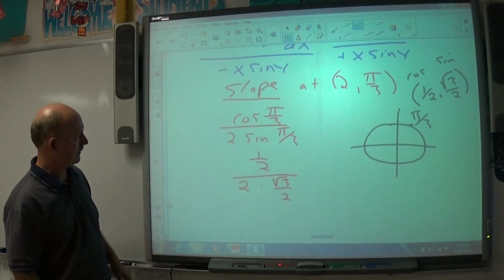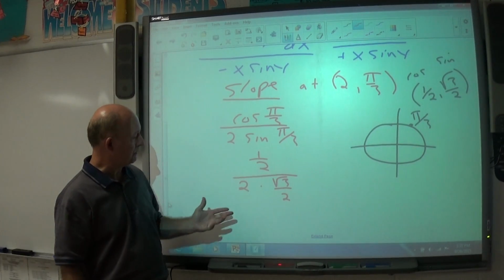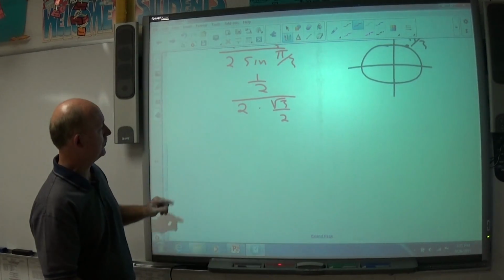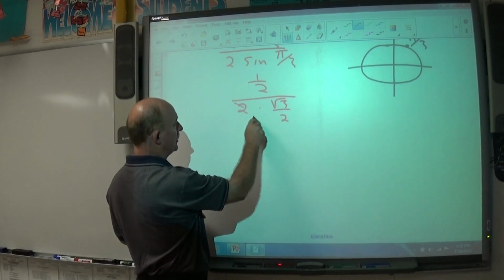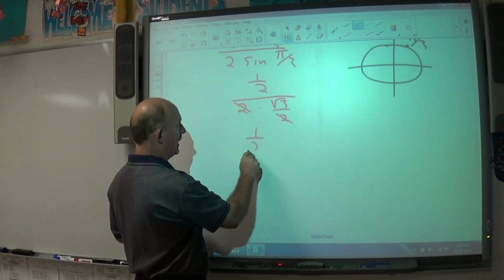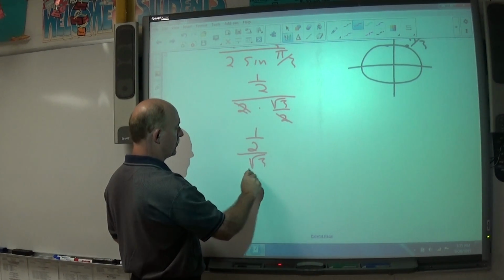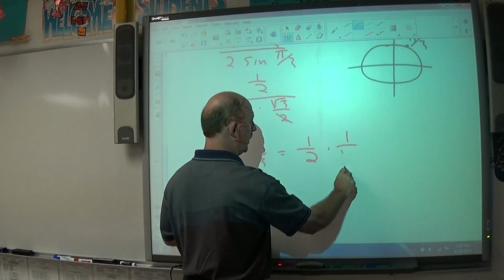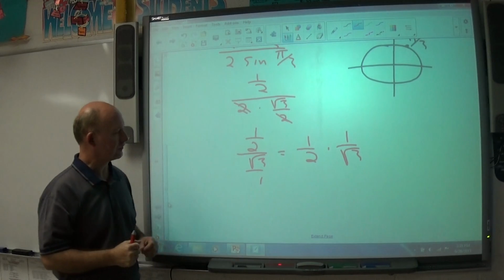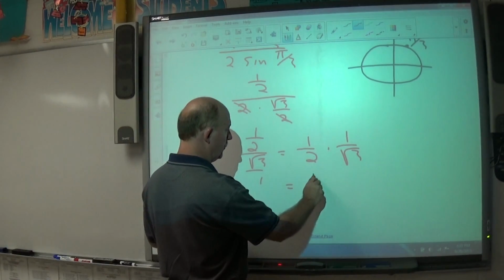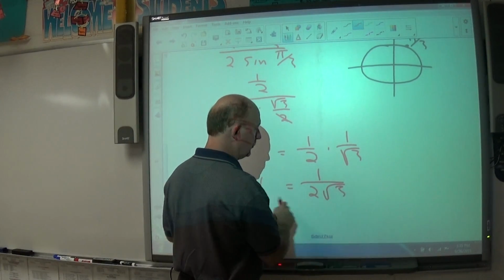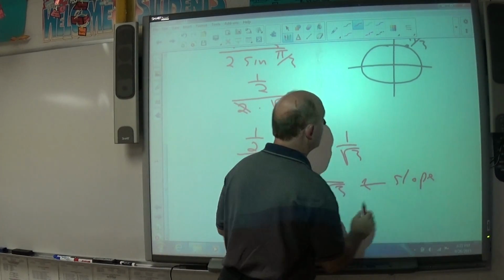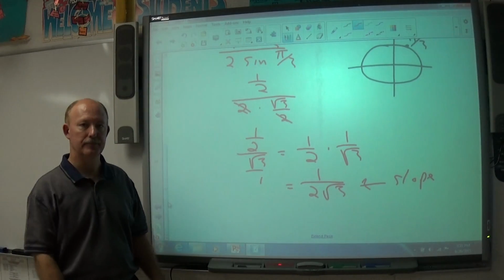Okay. To get our slope, we just have to simplify this expression a little bit. First of all, the 2's will cancel out. And we end up with 1/2 divided by the square root of 3 over 1. Simplifying this, it will be 1/2 times 1 over the square root of 3. So our slope then becomes 1 over 2 times the square root of 3. So this is our slope at (2, pi over 3). So this is it.